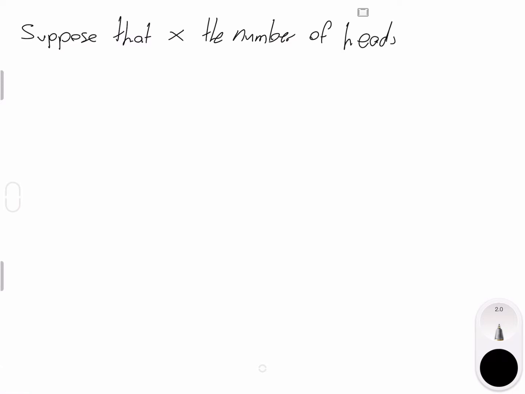Alright, so hopefully you've got that written down by now. Let's suppose that x is the number of heads obtained when 2 coins are tossed.